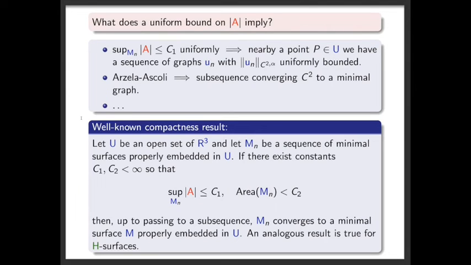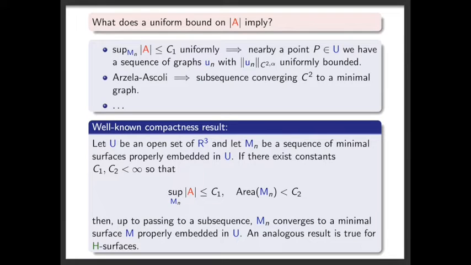So for instance, what can you say? Suppose that you have a sequence now. In this case, you have a sequence Mn of minimal surfaces. Okay, let's take minimal surfaces. And the second fundamental form is bounded uniformly. Then we have that nearby. Actually, let me state the results first.